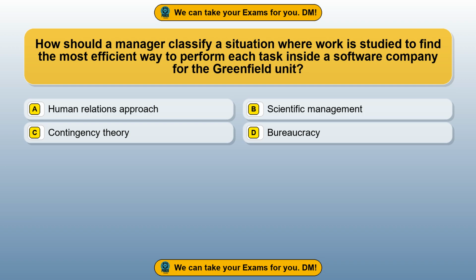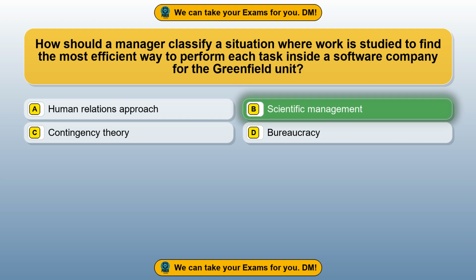Question 86. How should a manager classify a situation where work is studied to find the most efficient way to perform each task inside a software company for the Greenfield unit? Option A, human relations approach. Option B, scientific management. Option C, contingency theory. Option D, bureaucracy. The correct answer is option B, scientific management.